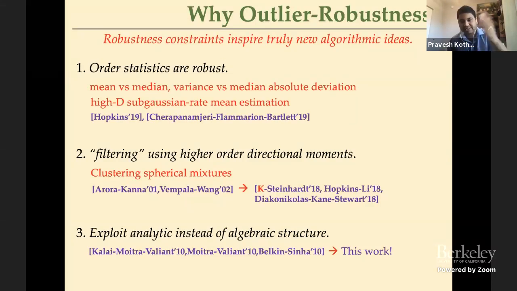I told you earlier that there was this algorithm of Belkin-Sinha, Kalai-Moitra-Valiant, and Moitra-Valiant that uses algebraic structure to solve a similar problem in the non-outlier robust case. The key to our result today is to come up with an algorithm that exploits analytic properties instead. I won't get to tell you much about the algorithm, but here is one thing I can tell you. About 90% of the entire paper is focused on solving the non-outlier robust problem, because once you do that, handling outliers becomes almost an afterthought, just some syntactic notational changes.